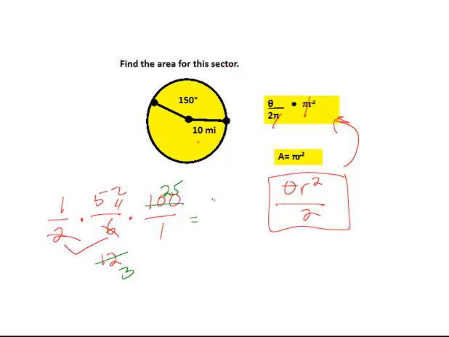Multiply my tops going across, I get 125 pi. And on the bottom, I've got the 3. Keep my label, it's area, so squared. And this way just looks a little quicker, but it just depends on you.